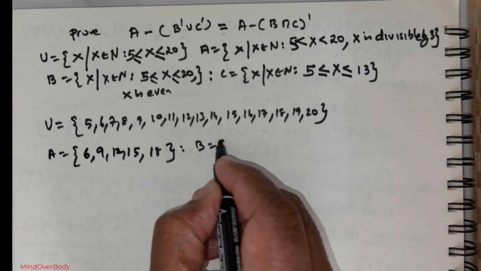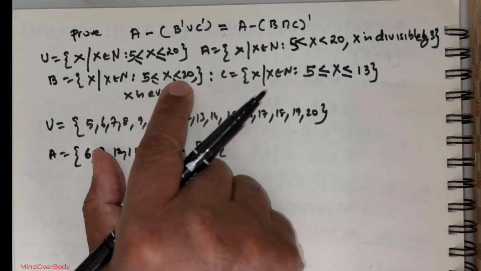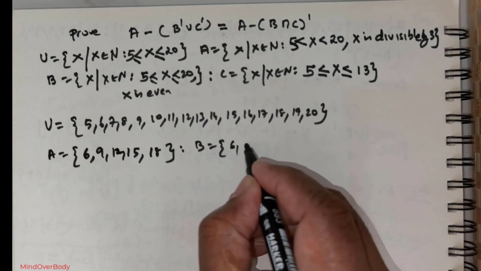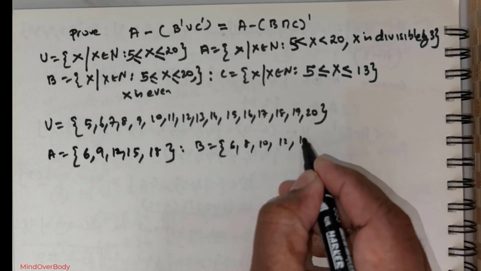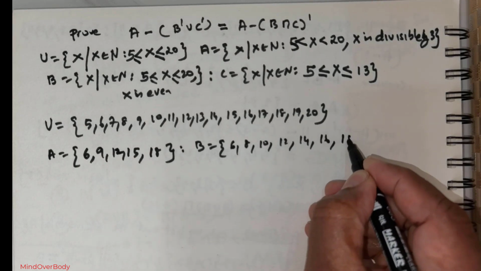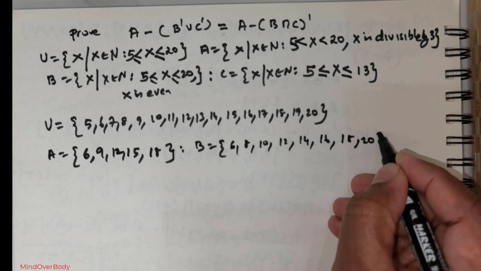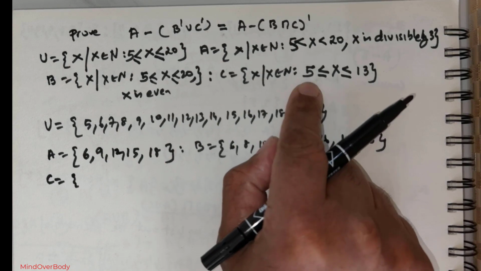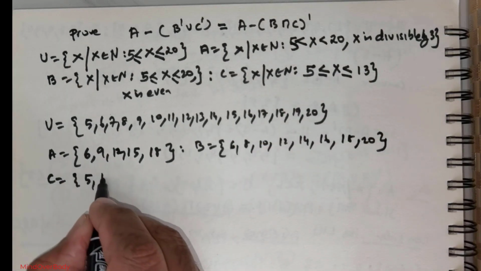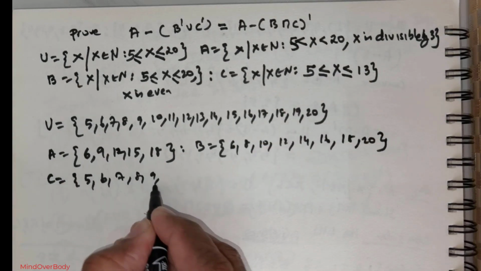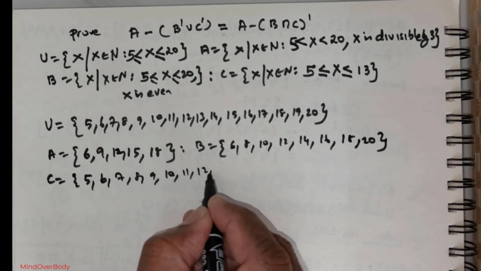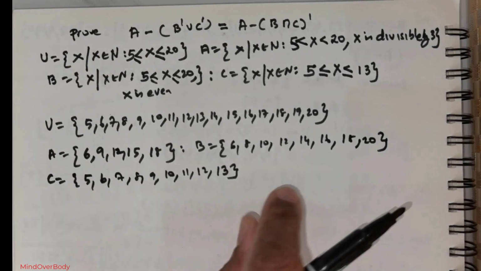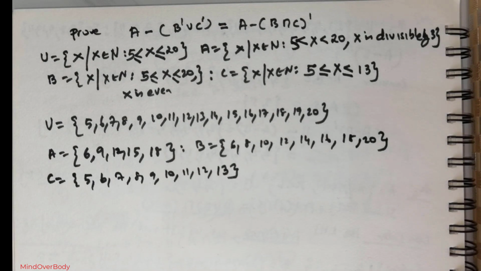Okay, set B is all even numbers between 5 and 20. So 6, 8, 10, 12, 14, 16, 18, and 20. Right? And finally C, all elements x such that x lies between 5 and 13. So we start with 5, 6, 7, 8, and so on up to 13. Right? So this is the first step. We need to get it on board, and once we get this on board, everything else is a cakewalk.